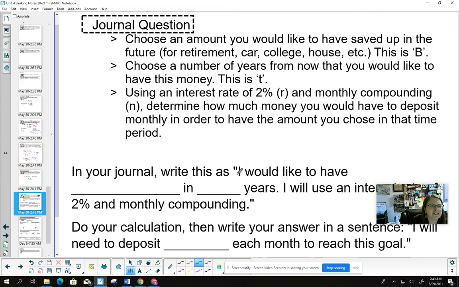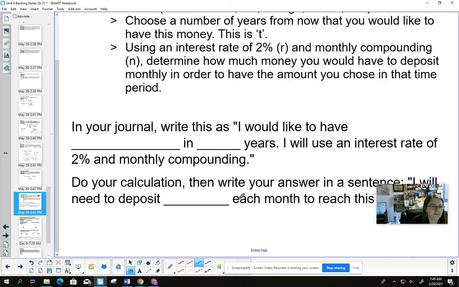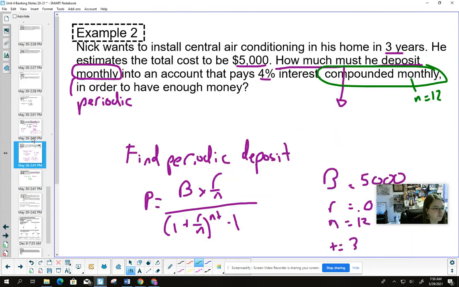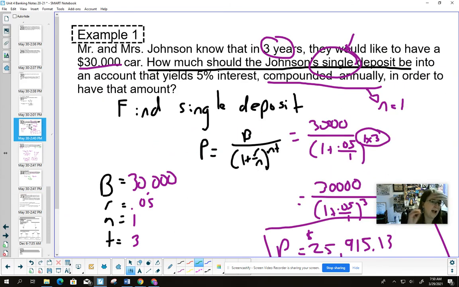We are going to go ahead and skip this slide for right now. I'm going to come back to this later, probably for our little mini project. I'll have you guys do something like that. So for right now, we'll go ahead and wrap up. On your homework, you have to be very careful. You have to read the question. It's either going to be find single deposit or find periodic deposit. It's based on the phrasing.